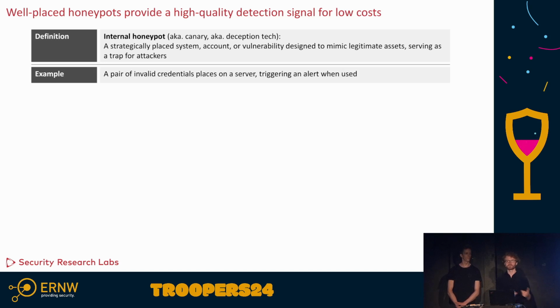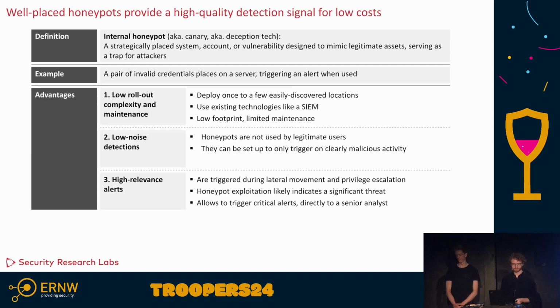An example could be a pair of invalid credentials hidden somewhere, and you put an alert on when someone tries to use these credentials. We think they are good because if you already have a SIEM, you can place a few honeypots in some smart locations and already have quite a nice coverage. You don't need an extra tool if you have a SIEM. They have a low footprint and not too much maintenance.